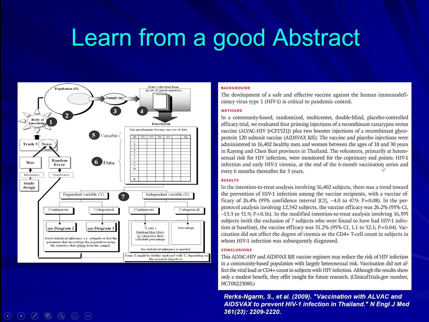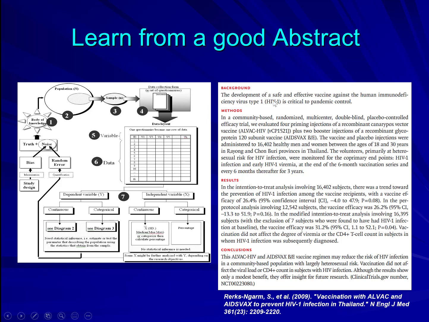So the first thing I would like to introduce is: learn from a good abstract. Select some that relate to your field of interest. I put here on the right-hand side an abstract from this paper. This is a good one, published in the New England Journal, that has a clear and common structure for an abstract: background, methods, results, and conclusions.